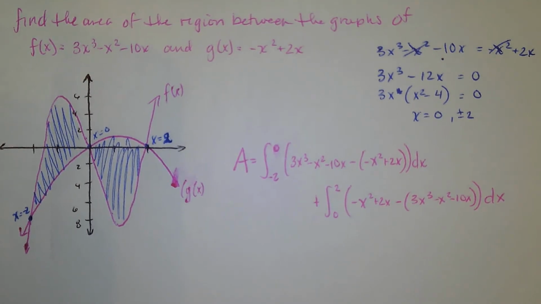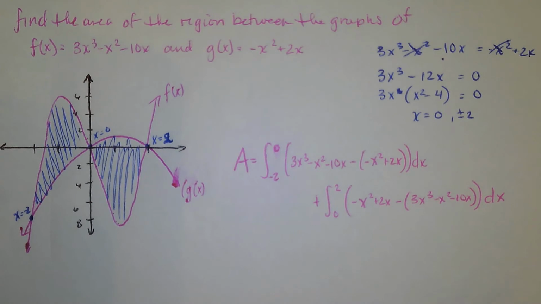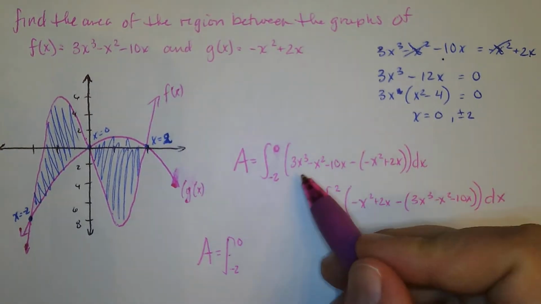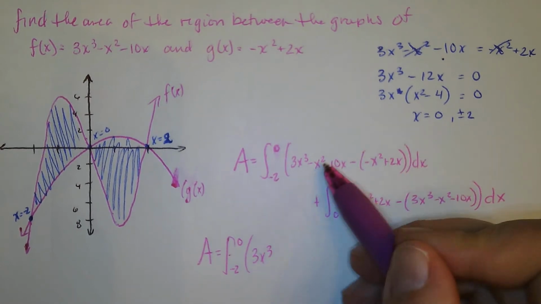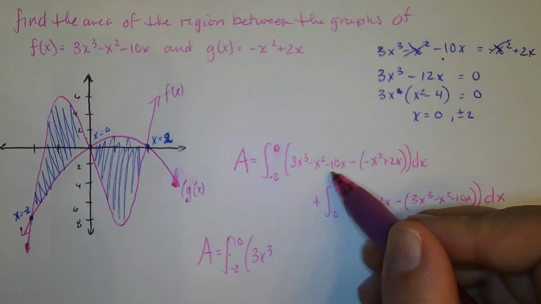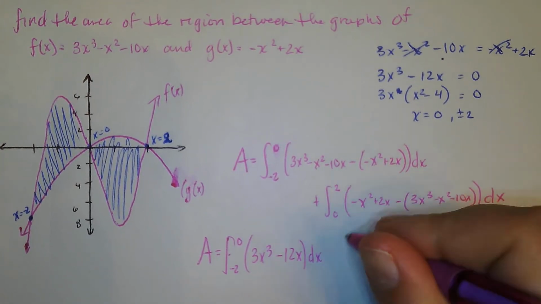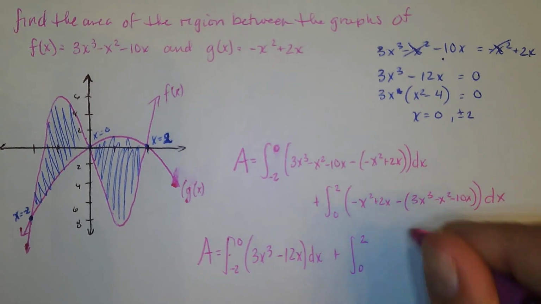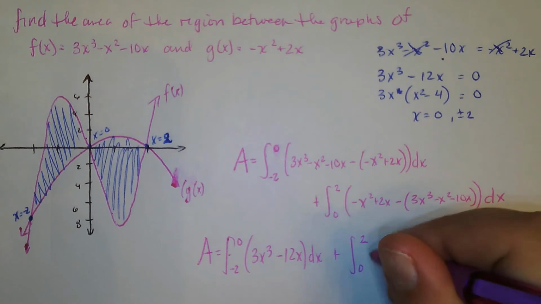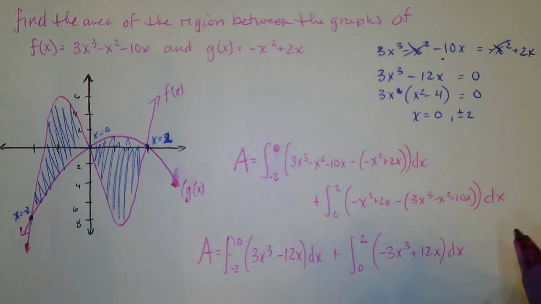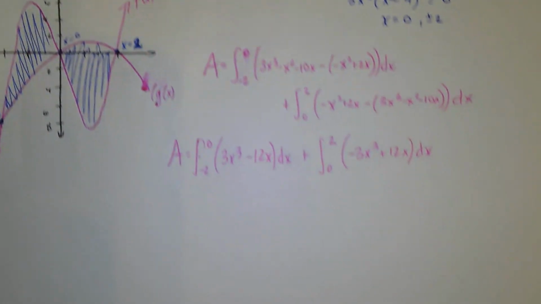So it's not any more difficult math-wise, but there's just a lot more steps. So of course, in any case, when there's more steps, more places for mistakes. All right, let's see. I'm going to write this out nice and neat. From -2 to 0, 3x cubed, negative x squared minus negative x squared, that cancels. Negative 10x minus 2x is minus 12x dx, and then plus from 0 to 2, negative 3x cubed plus 12x dx. So you can see they're actually very much similar, but because we subtracted in the opposite order, they just kind of switched what they were.